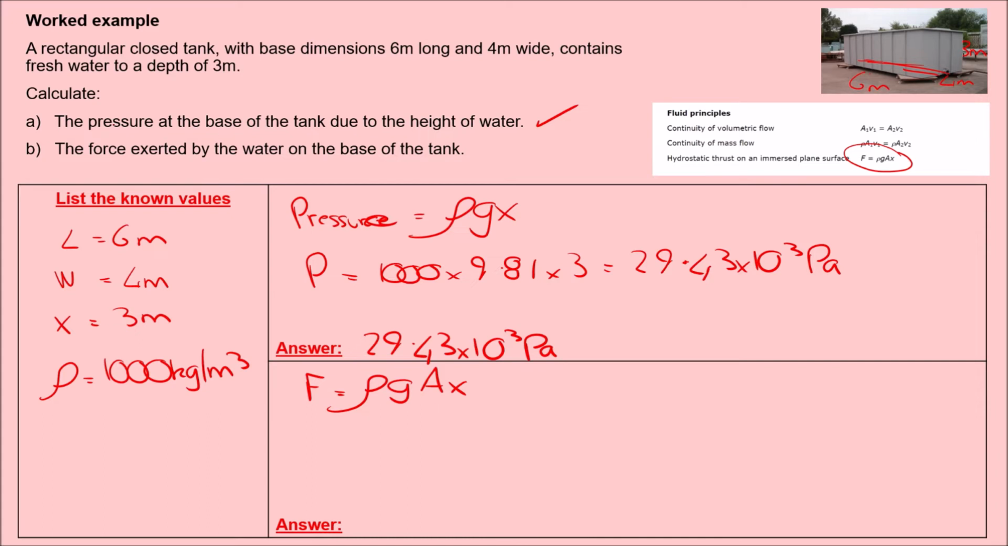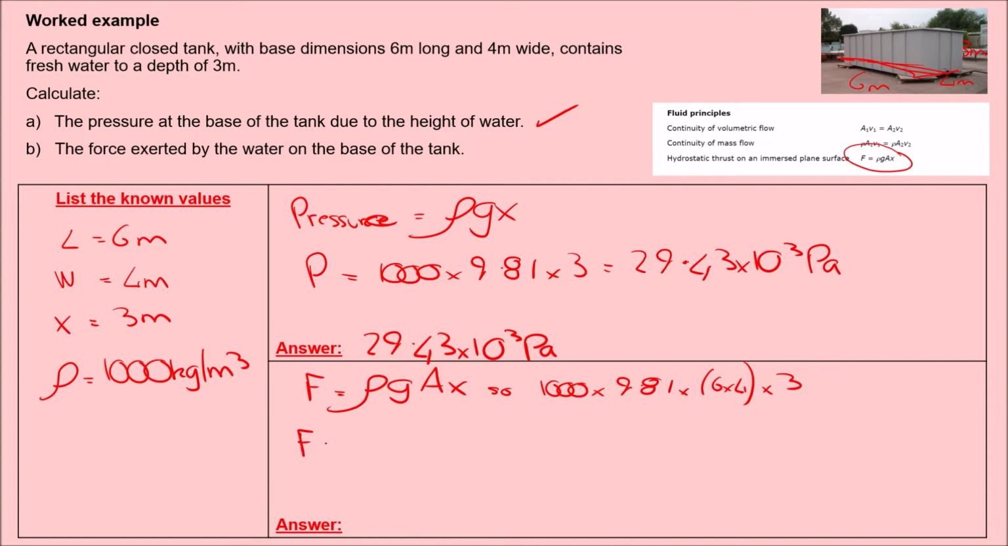Okay, so let's have a think of the question. The force exerted by the water on the base of the tank. So we know the base of the tank is along here. So the area is going to be 6 times 4. So let's pop some numbers in there. Density 1000 times 9.81 times the area, 6 times 4, in some brackets. Don't be scared to pop that area as a separate calculation if that makes you feel a bit better. But x is the height of the fluid, and that's 3.